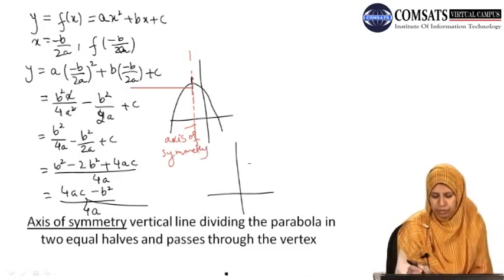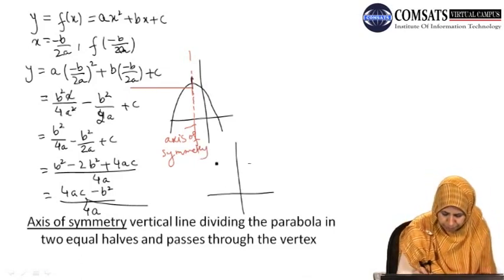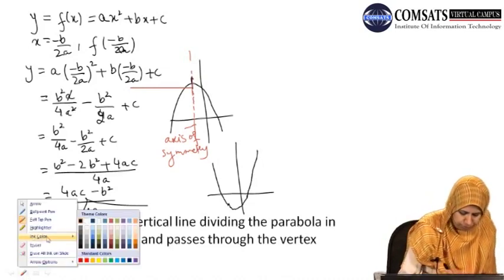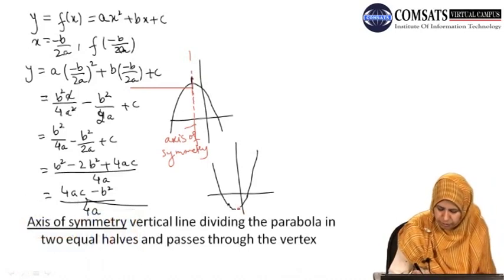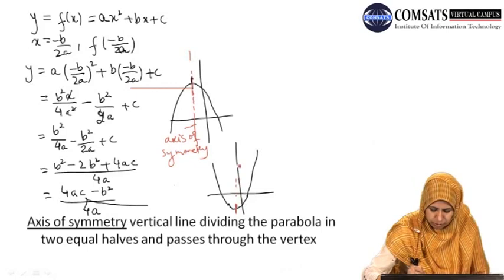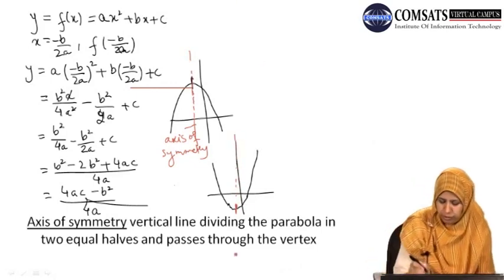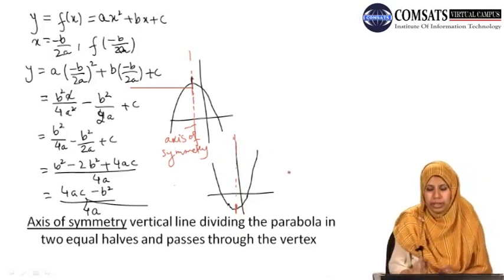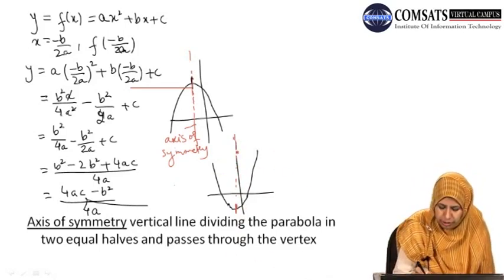symmetry. If the graph is concave up, somewhat like this, then what will be the vertex? The vertex will be this point, and the vertical line passing through this point is not well drawn. So in this case, this line is actually dividing our parabola into two equal halves, and this will be our axis of symmetry.